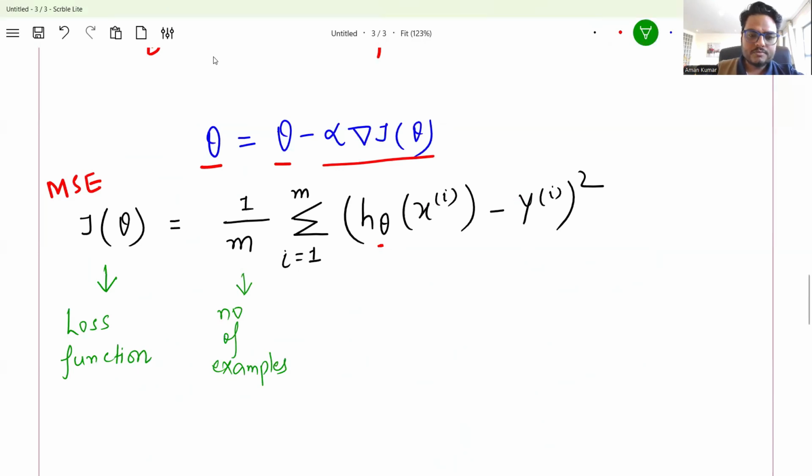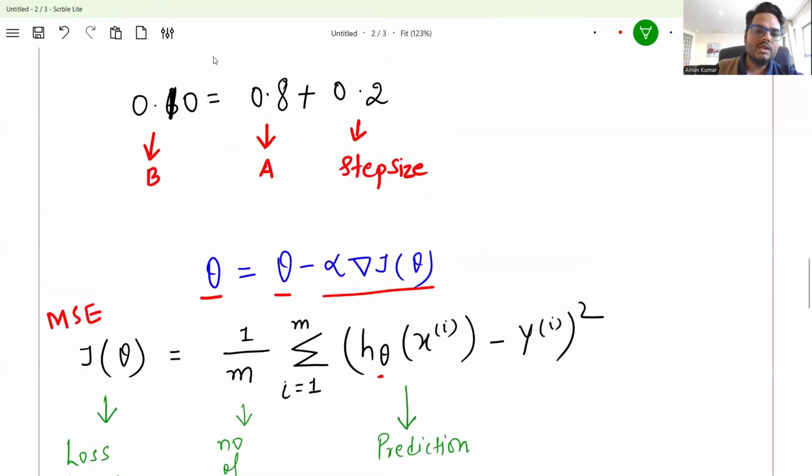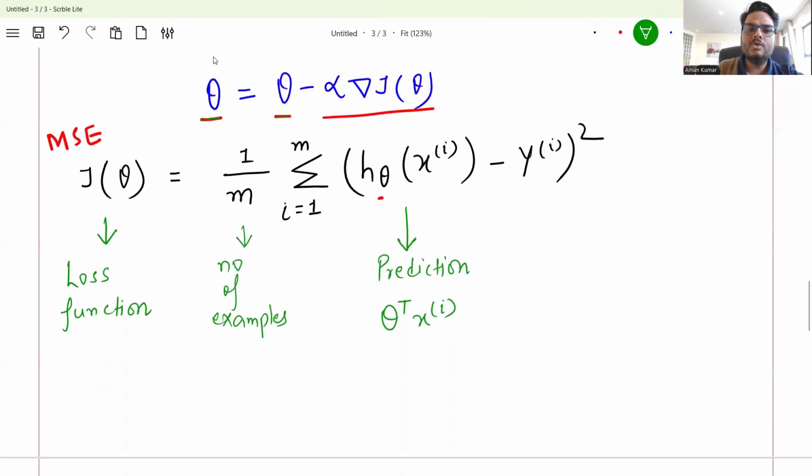m is basically the number of examples. h theta, when you multiply with x_i, this is nothing but the prediction. Okay. And the prediction is nothing but this one. So I will explain in a moment what this is. Theta is nothing but the coefficients. So here, if you see, theta is the coefficient. So when we talk about your model's coefficients, these coefficients are what we are trying to optimize.